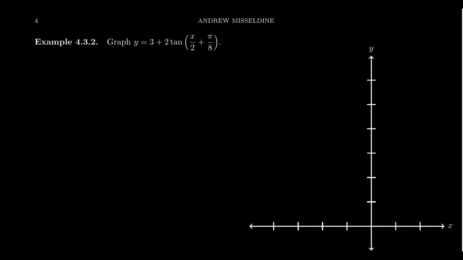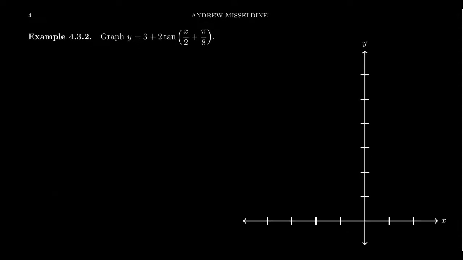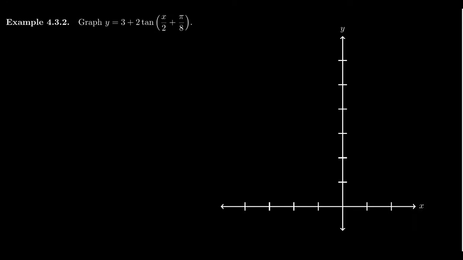Let's look at a graph here of tangent. This one has a lot of stuff going on here, but we can dissect all of it. We get y equals 3 plus 2 tangent of x over 2 plus pi over 8. Whenever it comes to these graphs, it's important that you factor the inside of the function, the so-called horizontal zone.